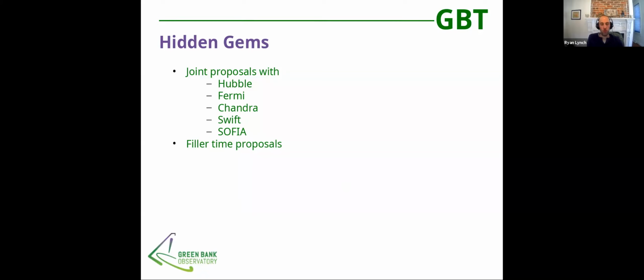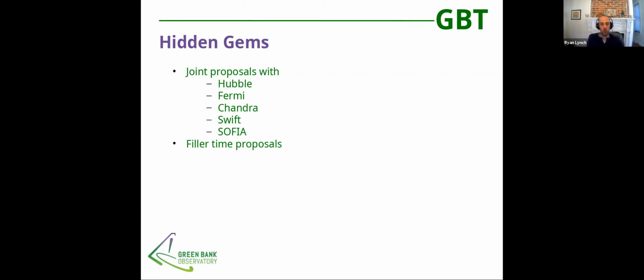You should be aware that we have agreements with other observatories where we allow their time allocation review committees to grant time on the GBT for joint projects. This can be a really nice way to get some complementary GBT data to go along with data at other wavebands. Those are the observatories that we currently have agreements with. So if your science can make use of those observatories and the GBT, that's a great thing to take advantage of.